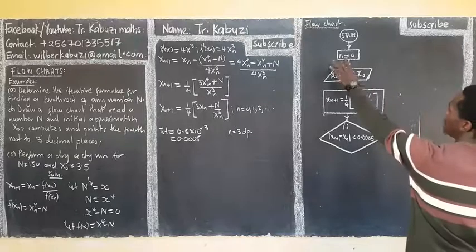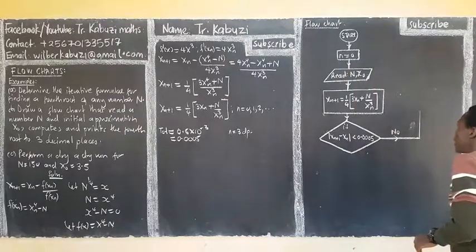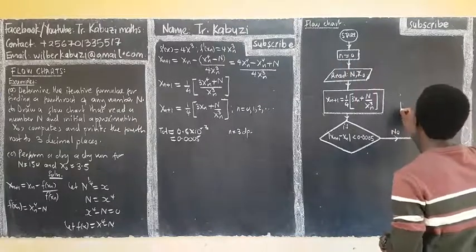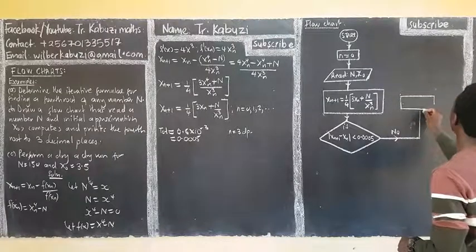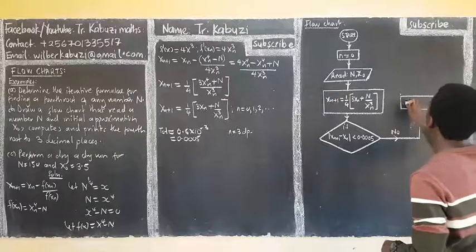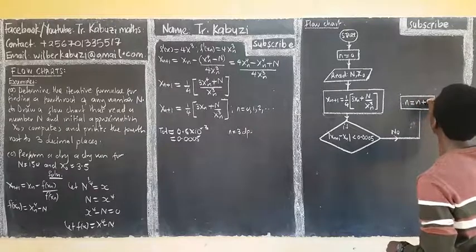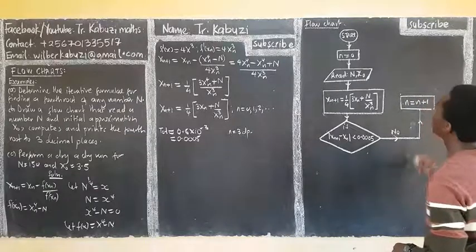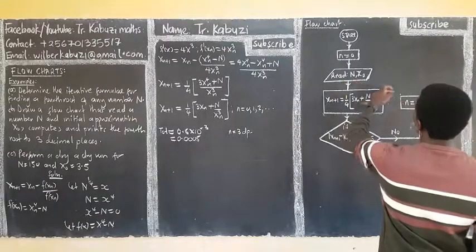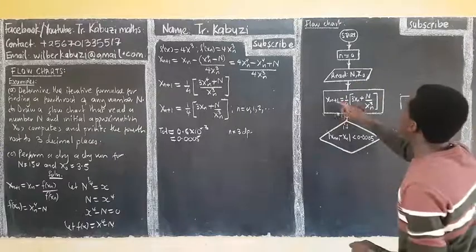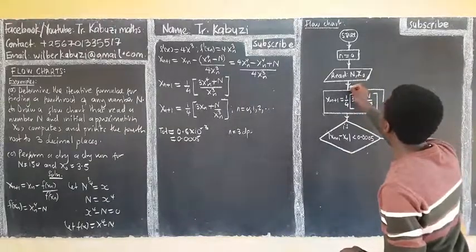It means that now we change the n we used initially. The n that we had initially, we are going to add a 1 to it. After adding 1, come and substitute it. Now you are going to put the new n in there.